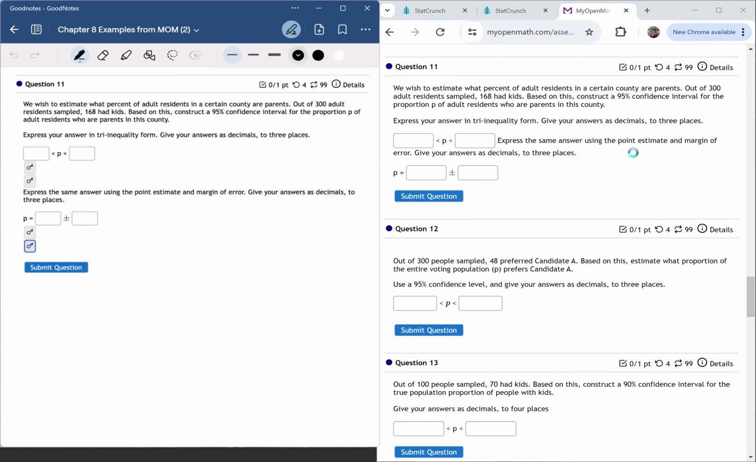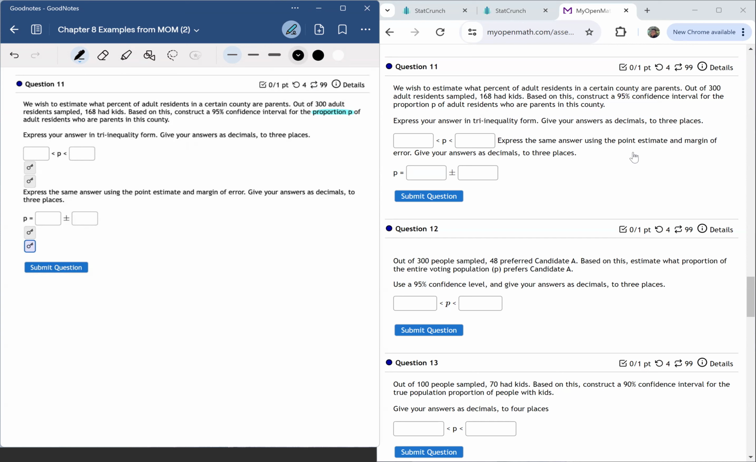Okay, so we're taking a look at this, and one of the things that jumps out at me immediately is this word proportion. I don't see anything about a mean or an average, but I see something about a proportion. And when we're looking at these proportions, what we need to do is think about what is our sample and how many times we're quote unquote finding success.